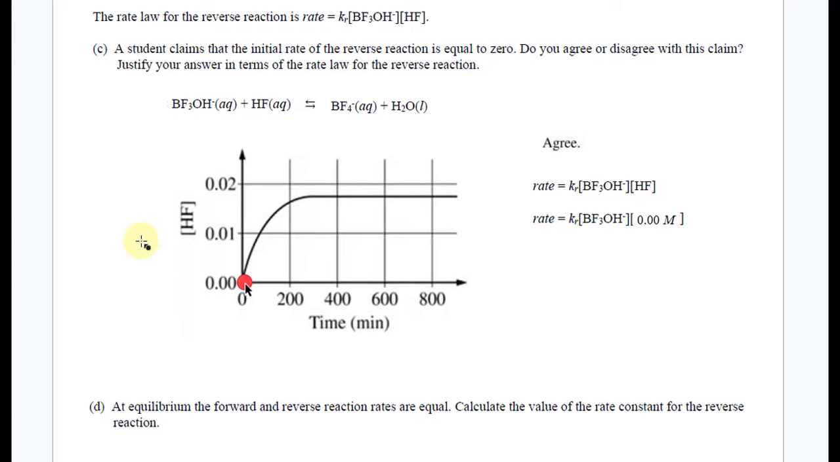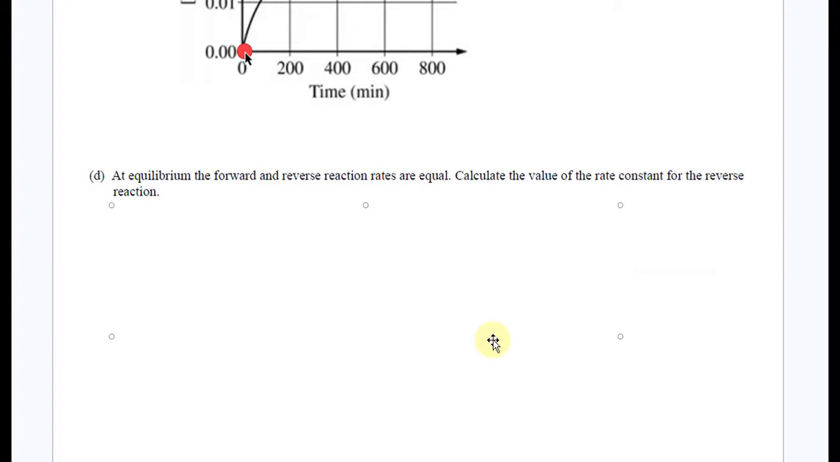Up on to D. Here we are at D, and remember I've said that very often the last couple of points on a FRQ are sometimes easier than you'd expect. Let's read it and see if this is true here. At equilibrium, the forward and reverse reaction rates are equal. Yes, that's true. That's always true for all equilibria. Calculate the value of the rate constant for the reverse reaction.